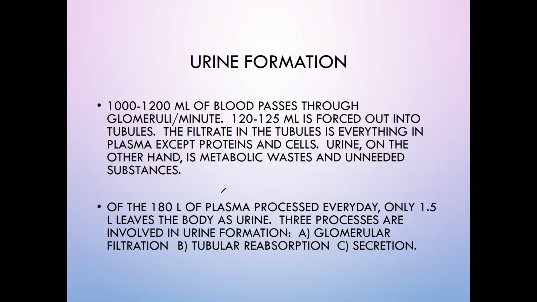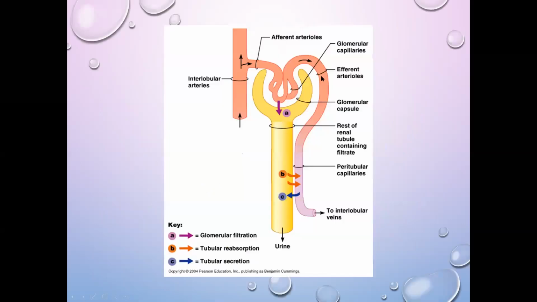Here we go. This shows where those processes are happening. Remember, we've already said filtration is blood to tubule, reabsorption is tubule to blood, and secretion is blood to tubule. Tubular reabsorption is primarily in the proximal convoluted tubule. Let's go ahead and write that.